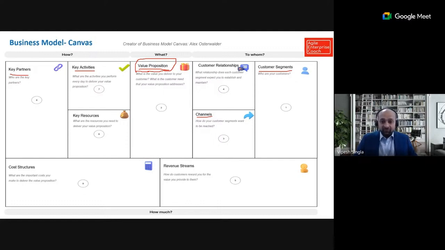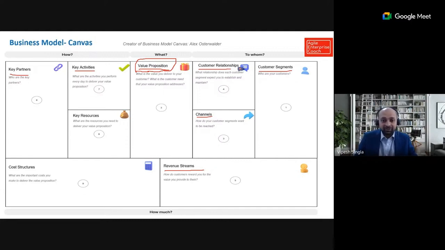Then the next section in this model is the customer relationship. In this section, you capture how you interact with your customer throughout the customer journey. That kind of information is captured here. Then the next section is the revenue streams. Revenue stream is how the business earns revenue from the value proposition or the product you are selling. So how do you actually make money using this product? What are those revenue streams?